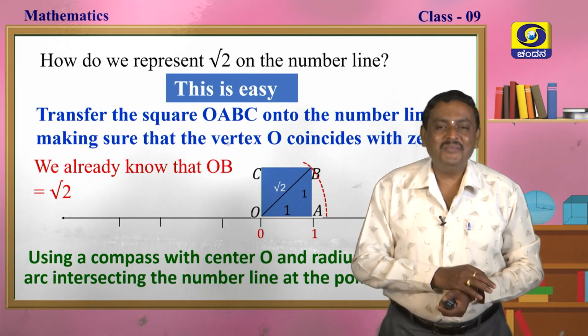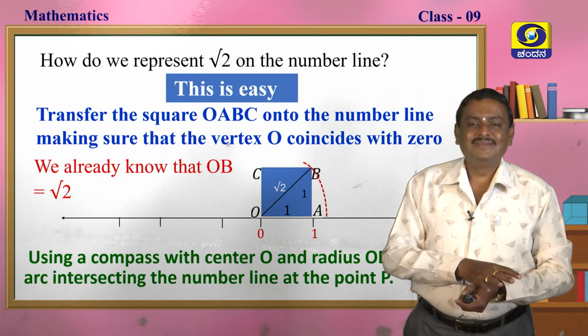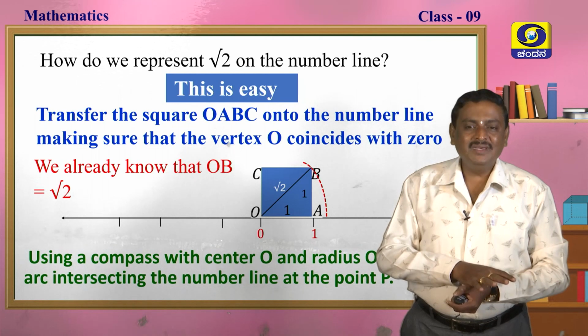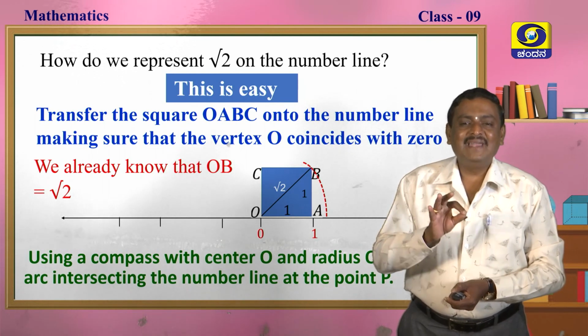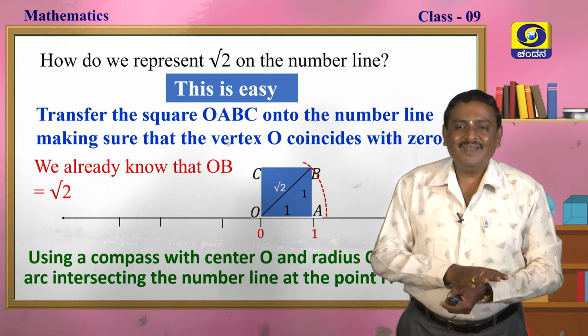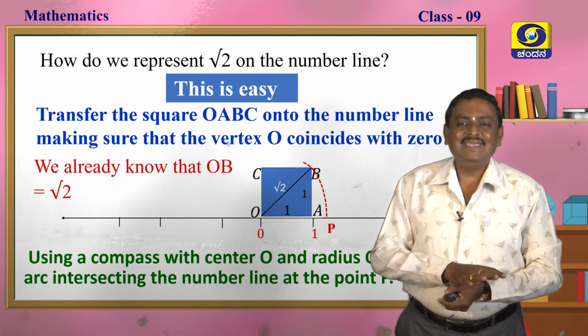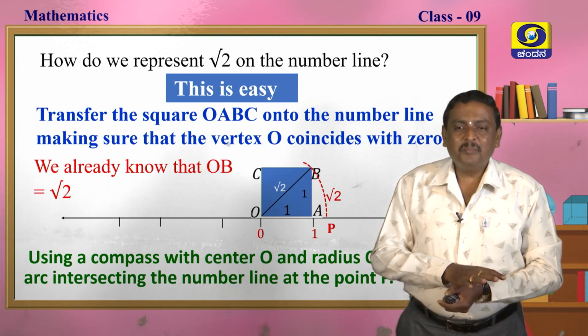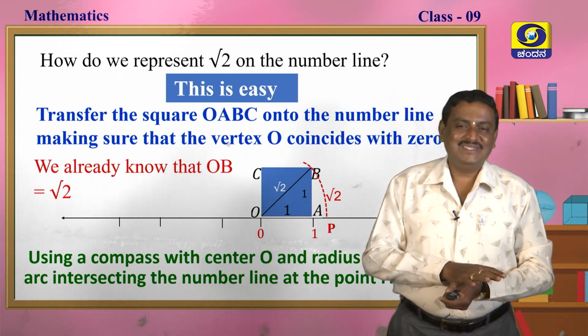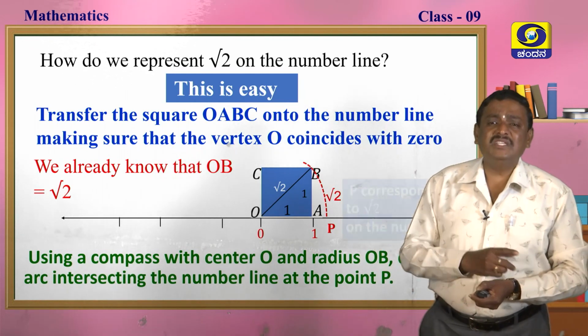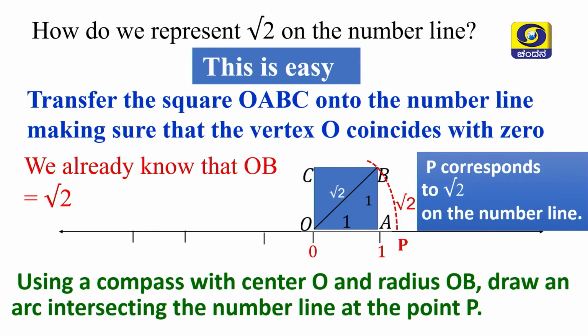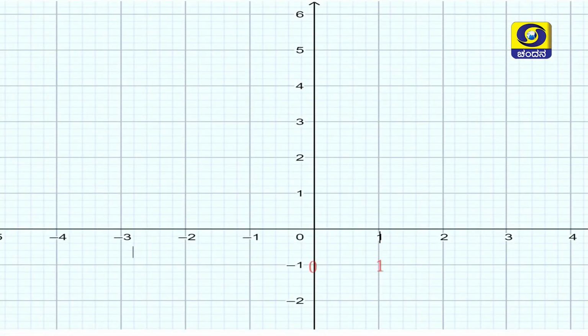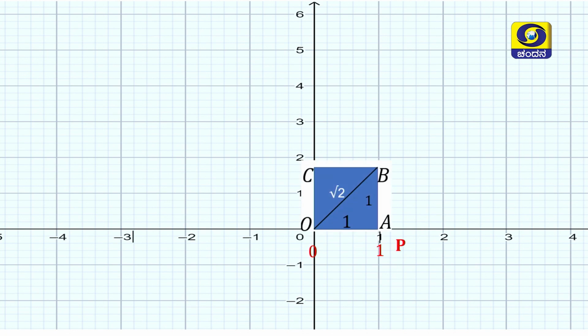Now, what to do now? Take a compass, take O as a center, OB as a radius and draw an arc at point P. See, this represents root 2, my dear students. Now, if you shift this into the graph, P corresponds to root 2 on the number line. If you shift this into the graph, we will get approximation value of root 2.